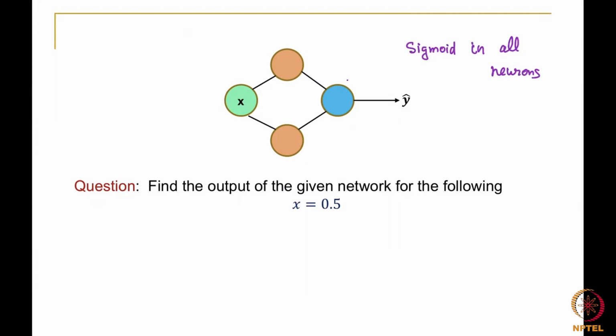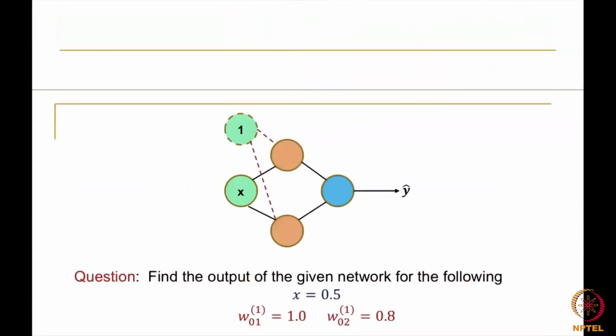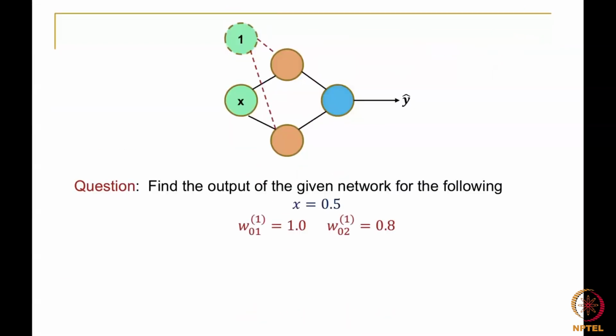Now, of course, we need all these weights. We don't know these weights. We also need the bias. So let me first give you two of these. W011 is 1. So remember, it goes from the 0th unit, which is the bias unit, to the first unit, and it's in the first layer. This is 1. And the second one, W021, is 0.8. So we have these two pieces of information.